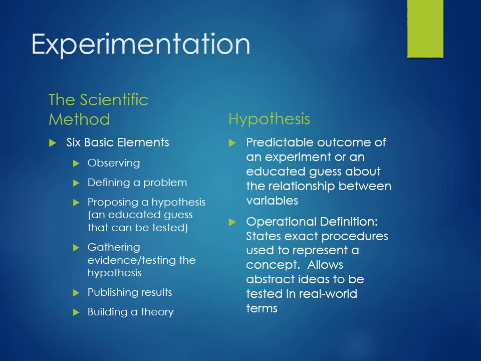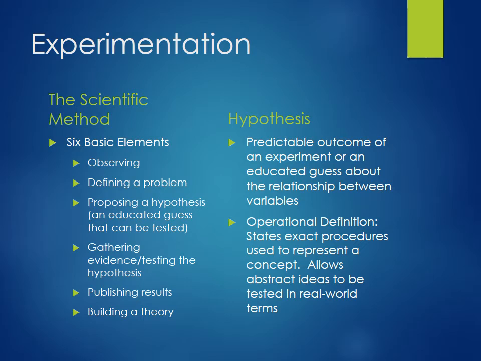is a predictable outcome of an experiment or an educated guess about the relationship between variables. Your operational definition, this is important, states the exact procedures used to represent a concept. It's your limitations within your study. So if I wanted to gauge depression amongst students, I would have to give an operational definition of what depression actually is in this situation, so that I can accurately measure it, and so that there wouldn't be confusion amongst the participants about what depression I'm trying to measure. That would be my operational definition.